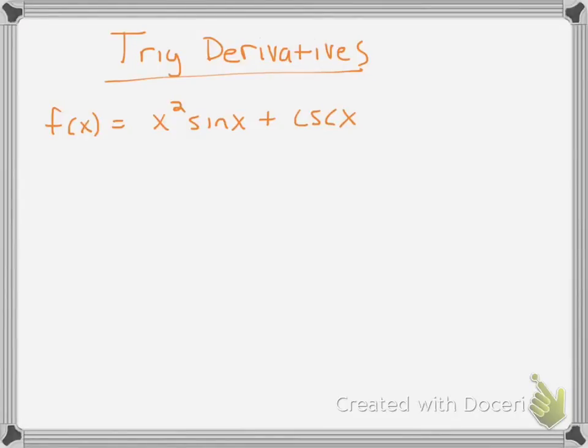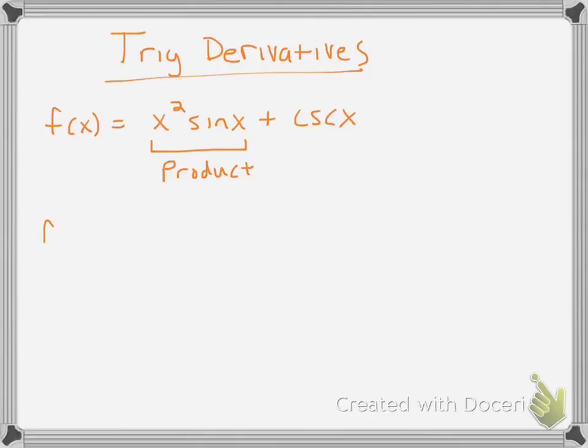So this is going to be a video on taking derivatives with a lot of trig functions. Alright, so I give you a function, f of x is equal to x squared times sine x plus cosecant x. What we're going to have to look at is that x squared times sine x. That becomes your product rule.